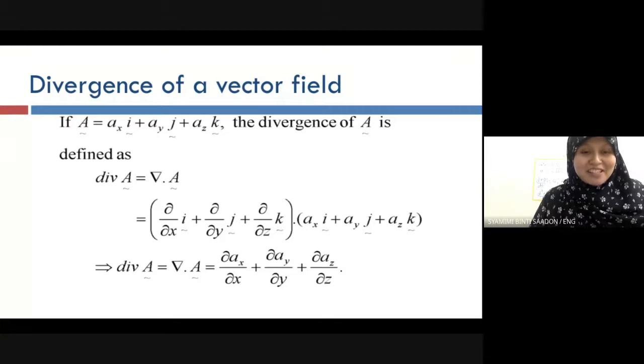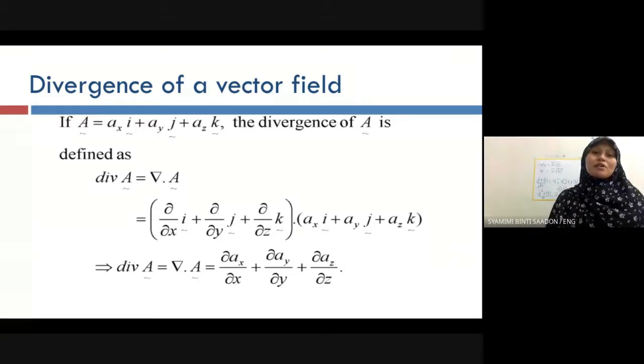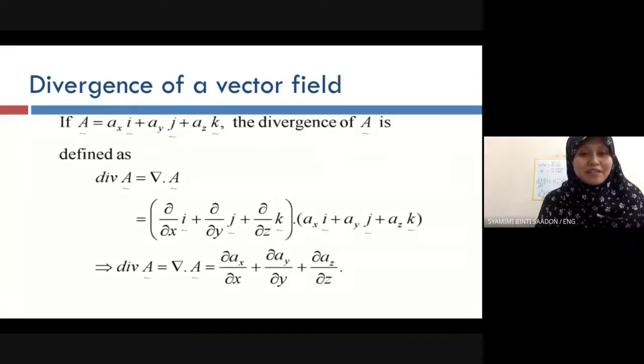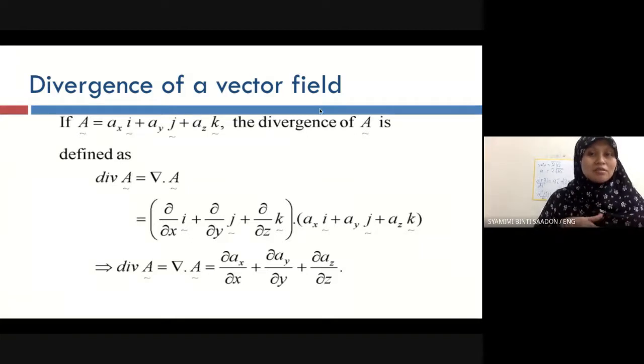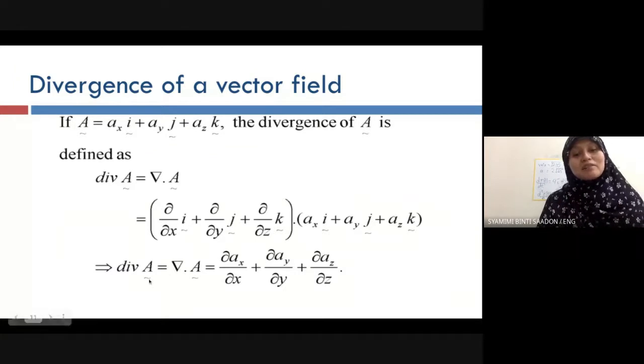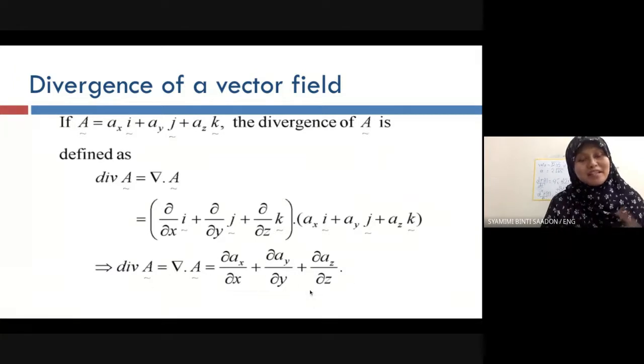Next function is the divergence, the divergence of a vector field. We apply divergence to a vector. Just now, gradient we applied to a scalar, but divergence we apply to a vector, and the answer of the divergence will become a scalar. So it is the opposite.